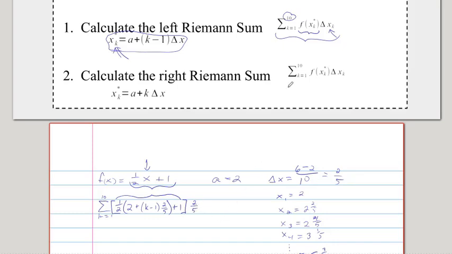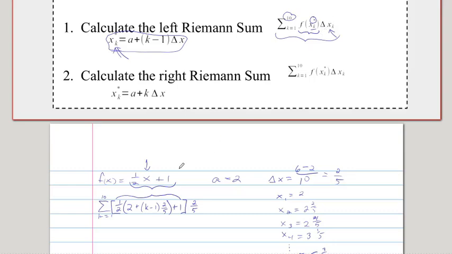2/5. Now let me pause here and mention something about the notation you might be wondering about. We have this x star. What that stands for is the x that's in the kth partition that we're dealing with. What the star represents is the fact that we don't have to pick the endpoint, 2 and 2/5, 2 and 4/5. We really could pick any x within that subinterval, but for ease of calculation, we're just picking the left endpoint.